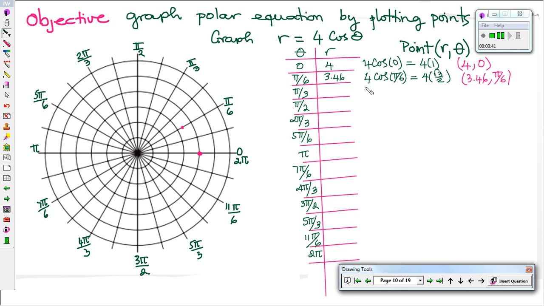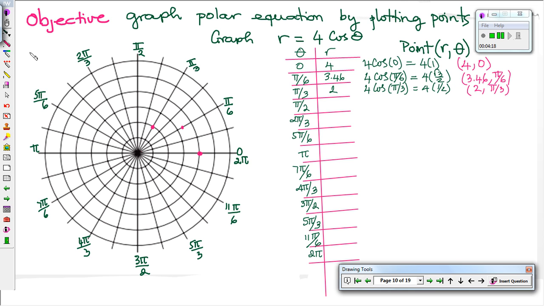Let's move on to point number 3, pi over 3. So we do 4 times cosine of pi over 3. Cosine of pi over 3 is 1/2, so 4 times 1/2 will give us 2. So now we have the point 2, pi over 3. Look for pi over 3, and from the pole count 1, 2. So this will be our point number 3.